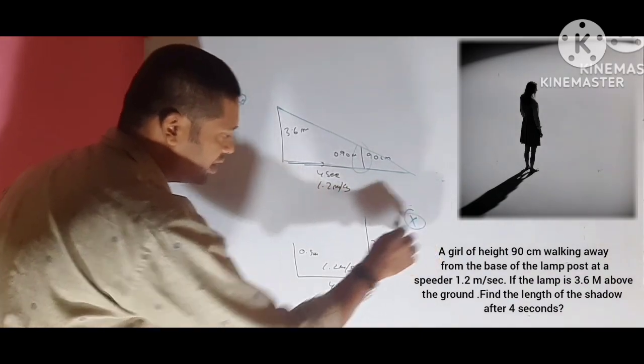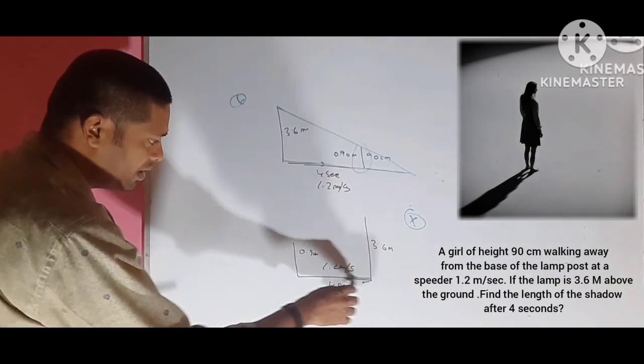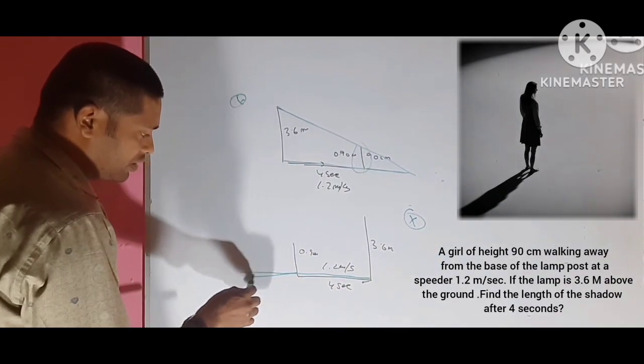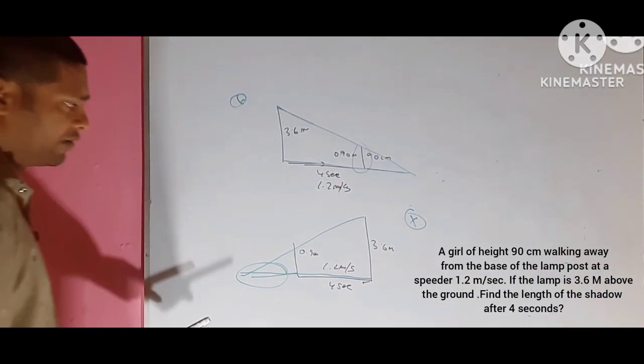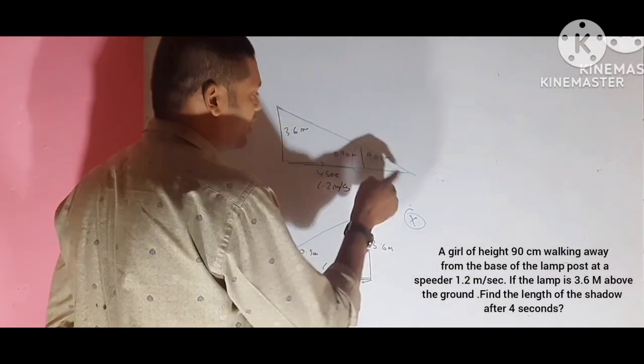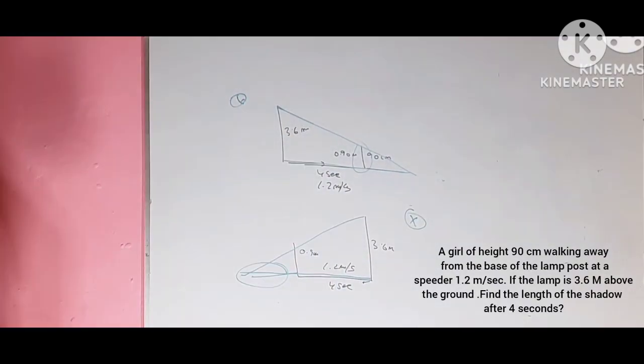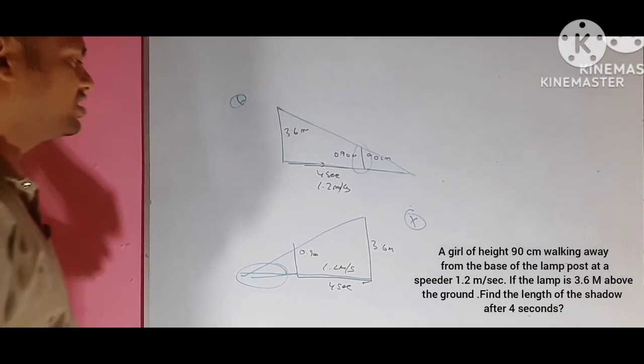The light is here. The shadow of this will be here, and the shadow of the girl will be here. It got overlapped here, so again join them. Again it's a triangle, a small triangle inside the big triangle. Maybe you are clear with the idea of what I am trying to say. So this can be a diagram.